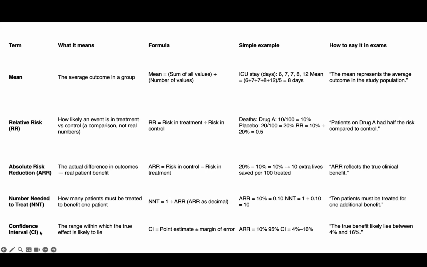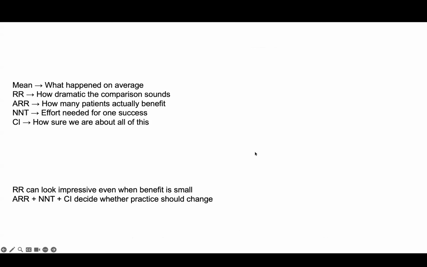Then you have confidence intervals, which I had discussed, the range within which the true effect is likely to lie. So the point estimate plus or minus the margin of error. So the true benefit likely lies between 4 and 16%. So this is how they usually mention it in the tables. So when they ask you in relation to that, you will need to mention it like this. So just a simplified understanding of what I just told.